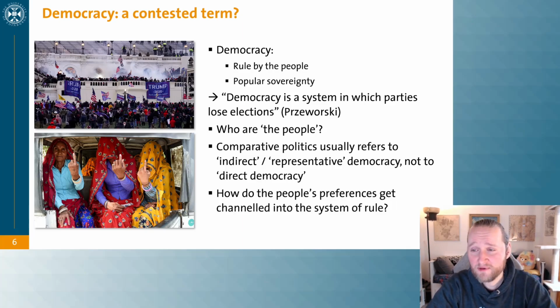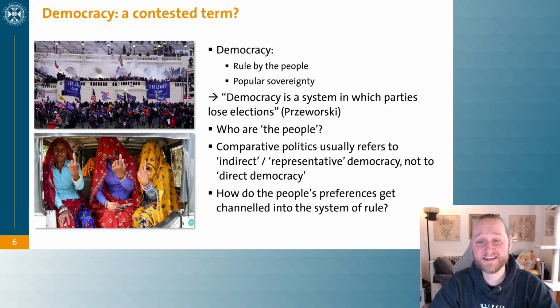But so it's ruled by the people, obviously, and Przeworski has this wonderful definition that a democracy is a system in which parties lose elections. Now, why that's a bit of a funny definition, of course, is that losing elections arguably is a more democratic feature than winning elections. Because after all, you can win elections in any number of ways.